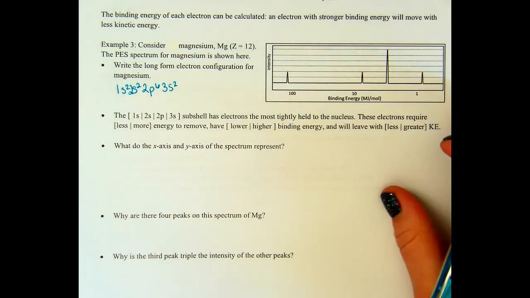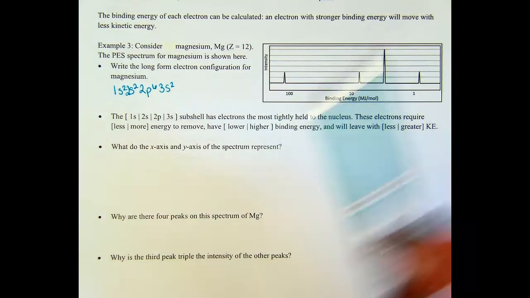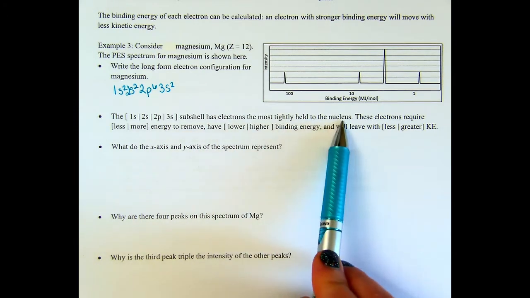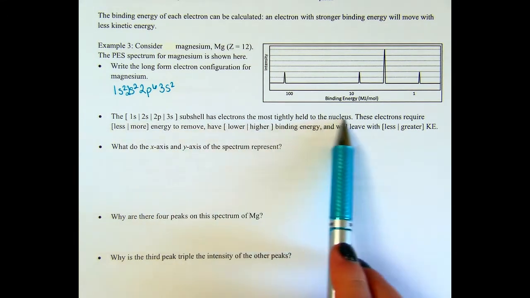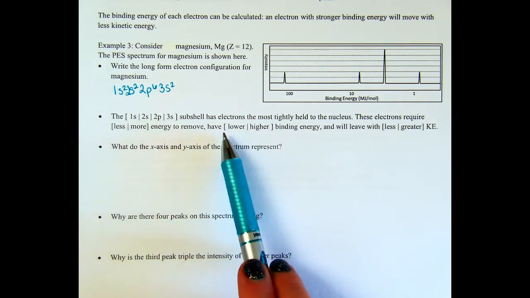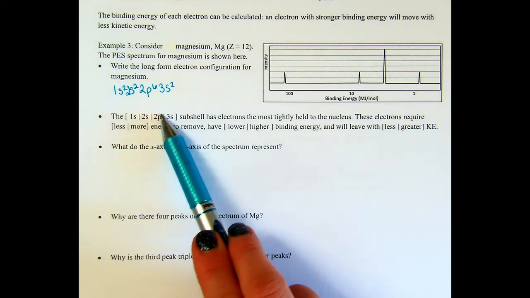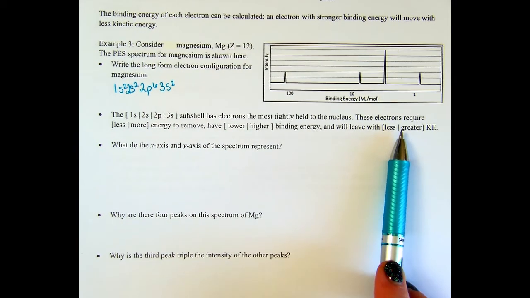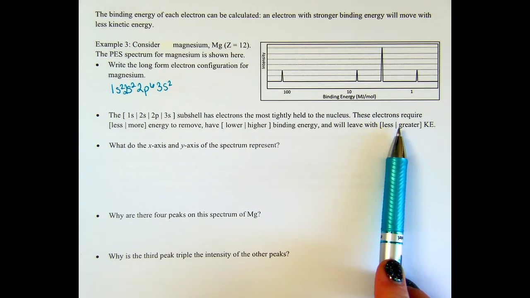Now, according to what we learned above about binding energy, which subshell has the electrons that are the most tightly held to the nucleus? Think about that, then think about what the binding energy is, and try to choose answers for these choices here. If you want to just keep them in your head, that's okay. Pause, think about it, and then come back.